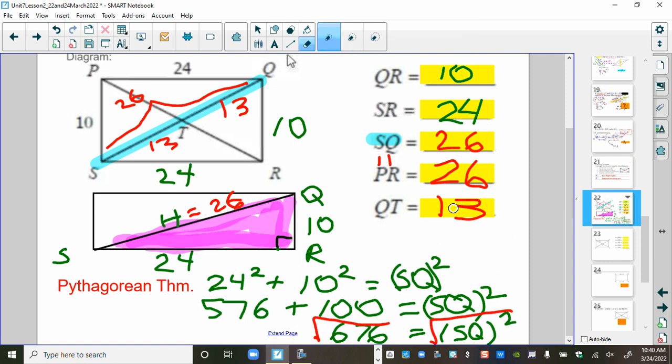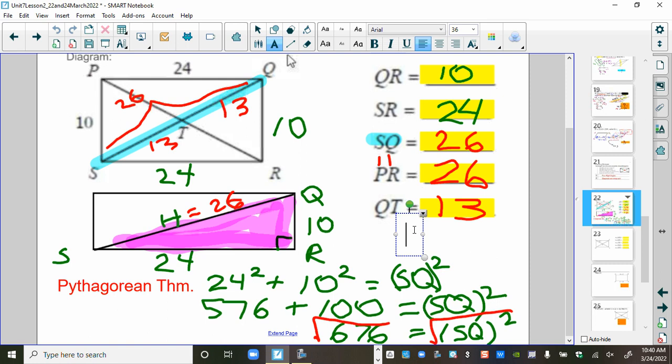That's all you do. It's QT, you take SQ divided by 2. I'll write that on the side, but yeah, that's how you get that one done. That's how you get QT. And then, of course, SQ and PR are equal. They're both diagonals.